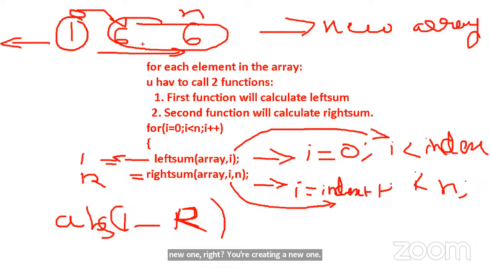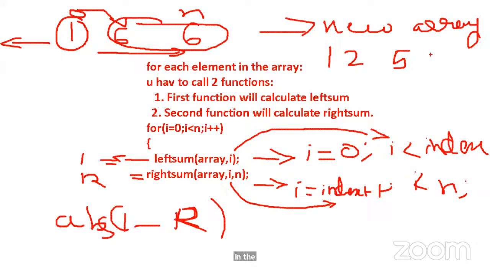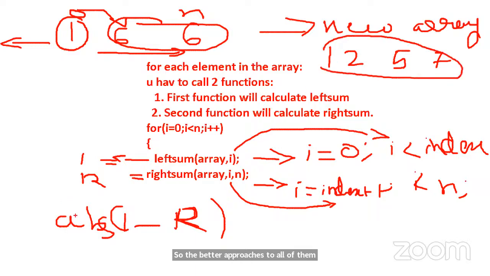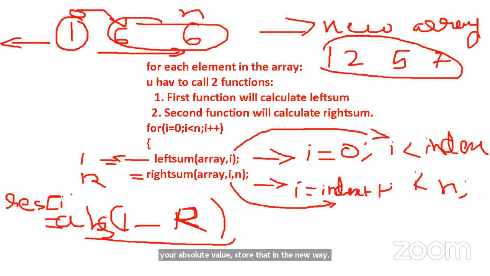In the new array, you have to store 12, then 5, then 7. So you're not printing the value one by one. The better approach is to store all of them in a separate array. Whatever absolute value you are calculating, store that in the new array. So take the resultant array, start the I value from 0, then keep on storing whatever value you are getting into the resultant array. Then print that final array separately. In that way, you can try to complete this question.